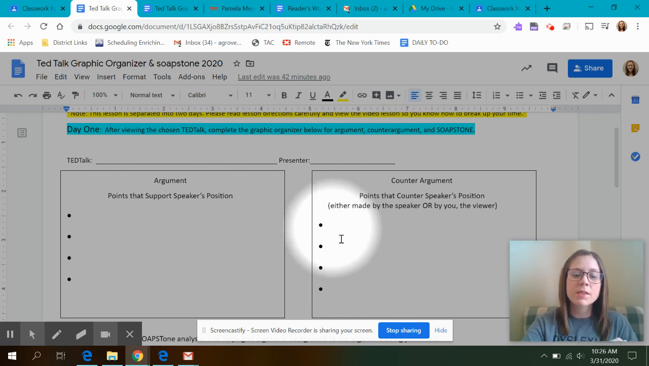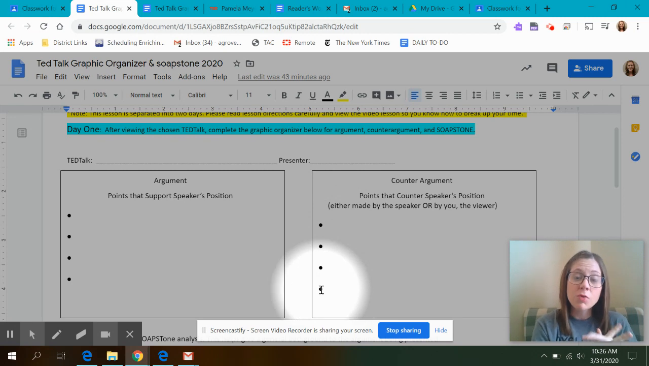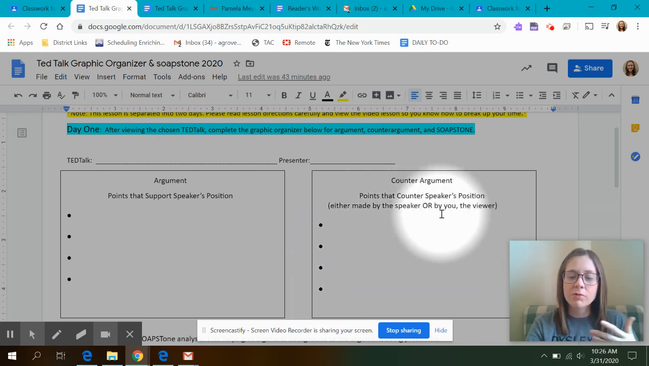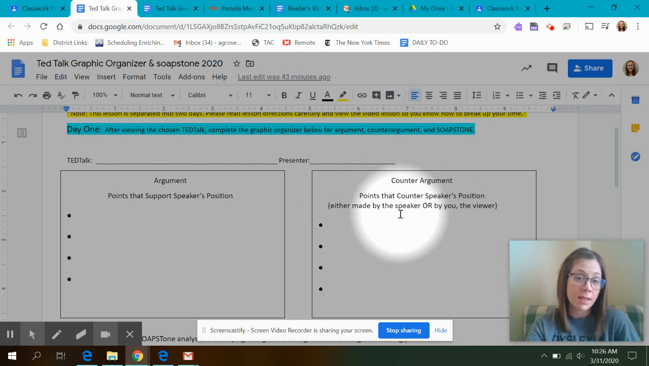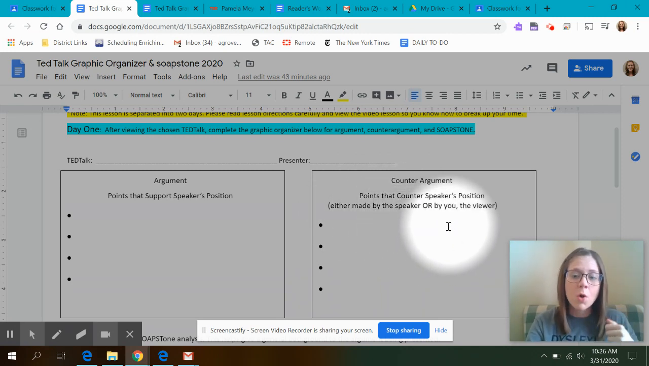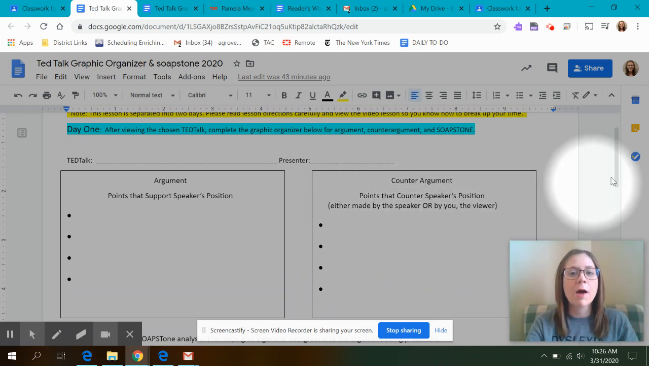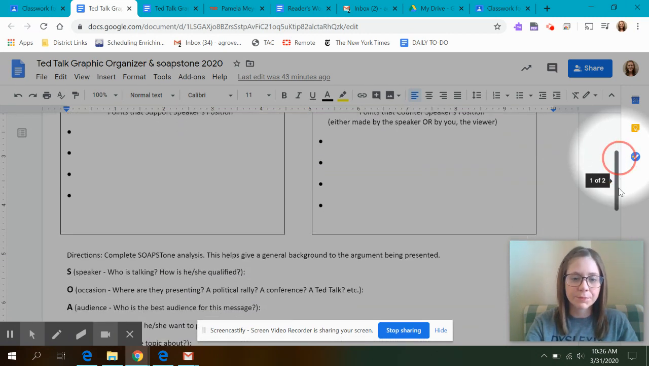What are 4 different ways that you think that someone could disagree with her, that someone could bring up, well, these facts aren't true because of this, this, and this. And they can be general. You don't need to look anything up. Just how do you think that someone might argue with her? So you have those 2 options. Points that counter the speaker's position, either made by the speaker herself, she'll bring it up, or by you, the viewer. How could people disagree with that argument?